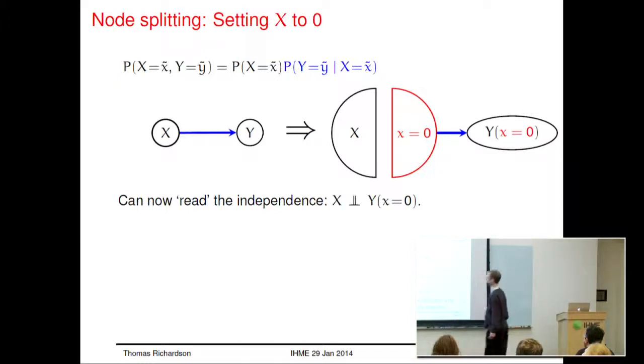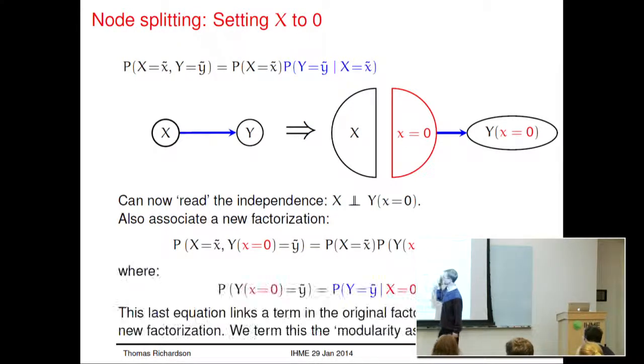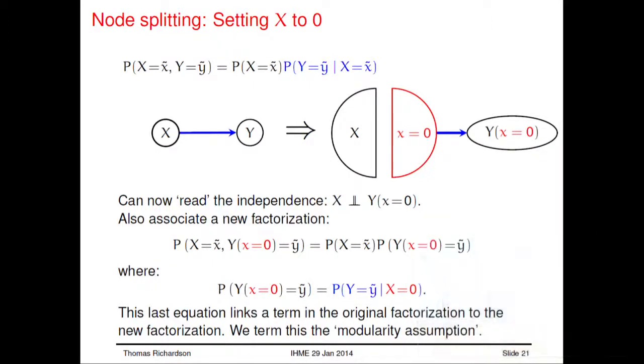But now, this is a new graph that I constructed, and I've got to come up with a way to relate the distribution over these two variables here, x and y of x equals 0, to my original observed variables. And the obvious way to do that is I say that this piece here has to come from y given x in the original distribution, just plugging in x equals 0.